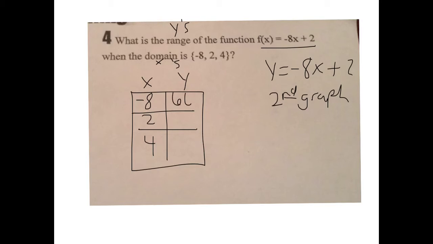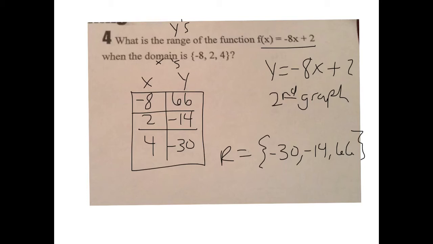My calculator tells me 66. Then I go to positive 2. Calculator tells me negative 14. Go to positive 4. Negative 30. So my range, we go in order from smallest to biggest, so negative 30, negative 14, 66.